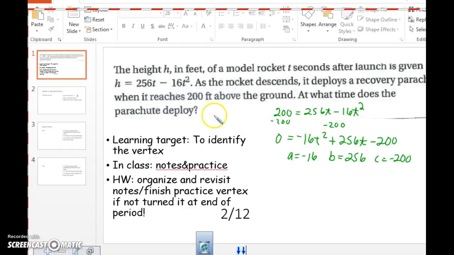And we are looking for, as the rocket goes up, it's going to come back down. So we are looking for when it's at 200 feet. Okay, so we're going to do the quadratic formula. And we are going to accept decimal answers because it's a real-life application type problem.